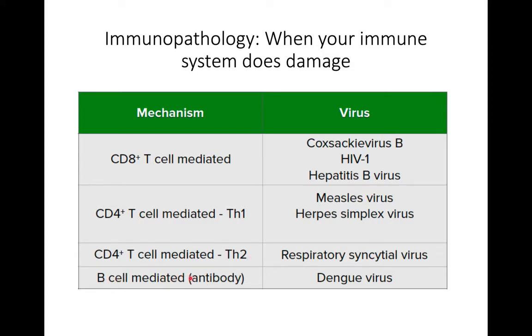And then B cell mediated immunopathology. This one we see with dengue virus. This we call antibody-dependent enhancement, where those antibodies to one type of dengue virus actually facilitate infection with a different type of dengue virus. And it seems that we can also see that they facilitate infection with Zika virus as well.